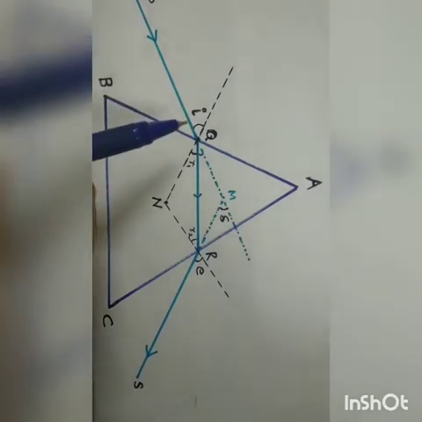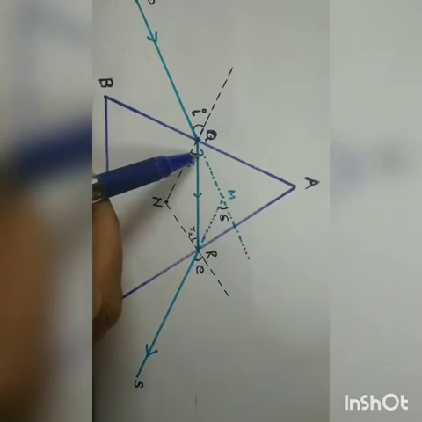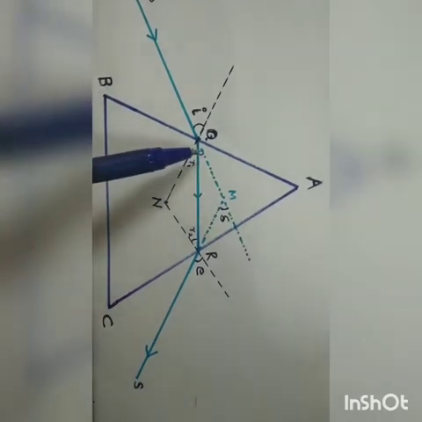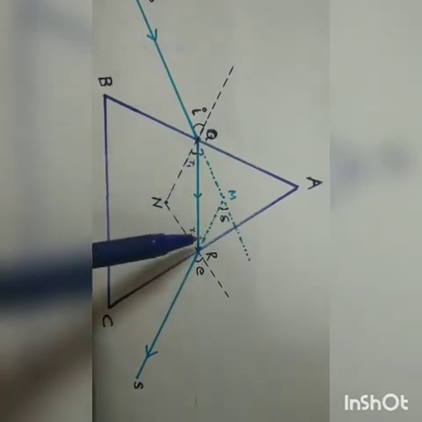So this is I, this is R1. So this much is I minus R1. Did you understand that? If you have understood that, the same case applies here. This is E minus R2.